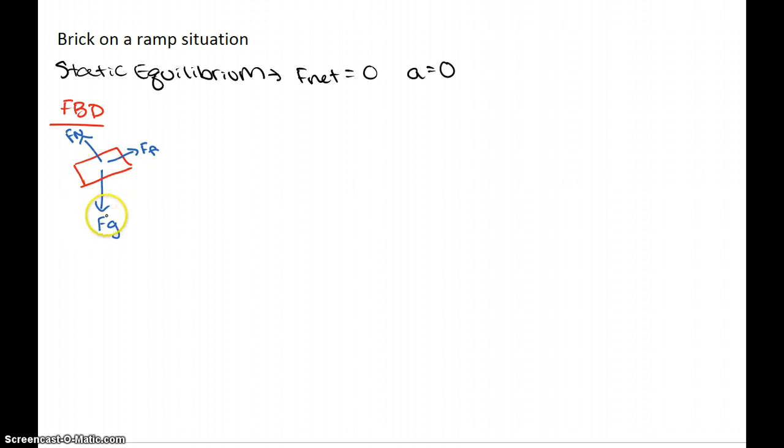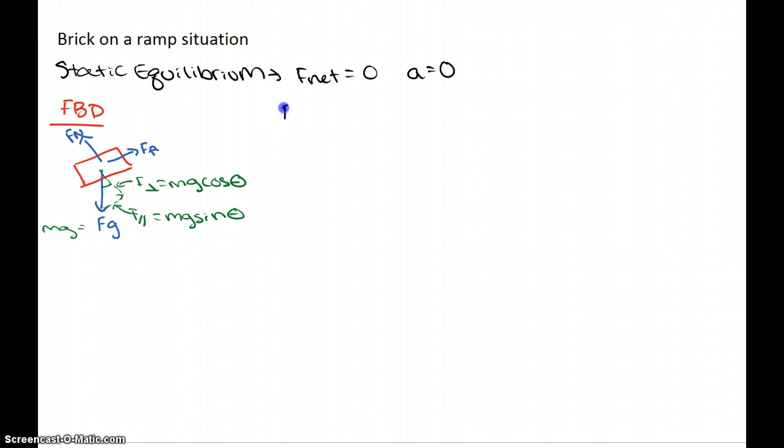Well, first of all, this force due to gravity, let's break it into the components. If this force due to gravity is mg, this force parallel to our ramp is going to be mg sine of our angle, and this force perpendicular is going to be mg cosine of our angle. And recall that this angle is the same as the angle of the ramp due to similar triangles.